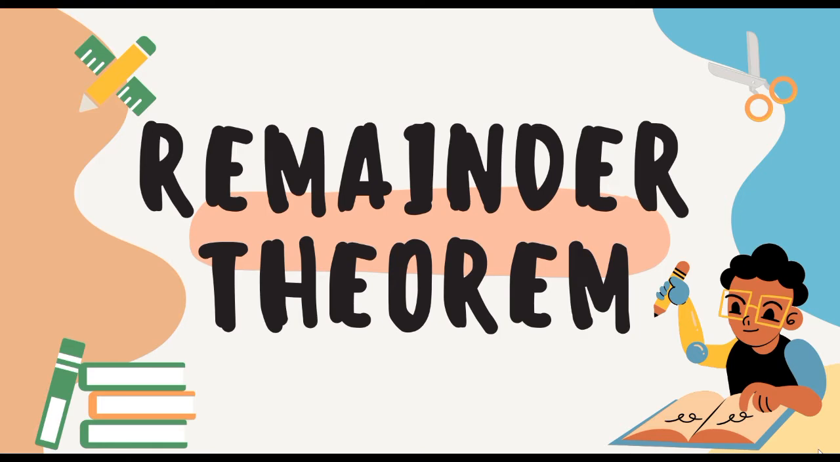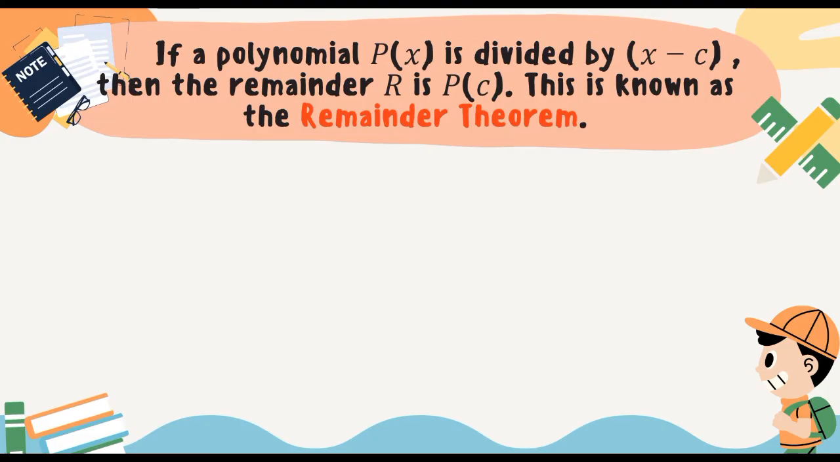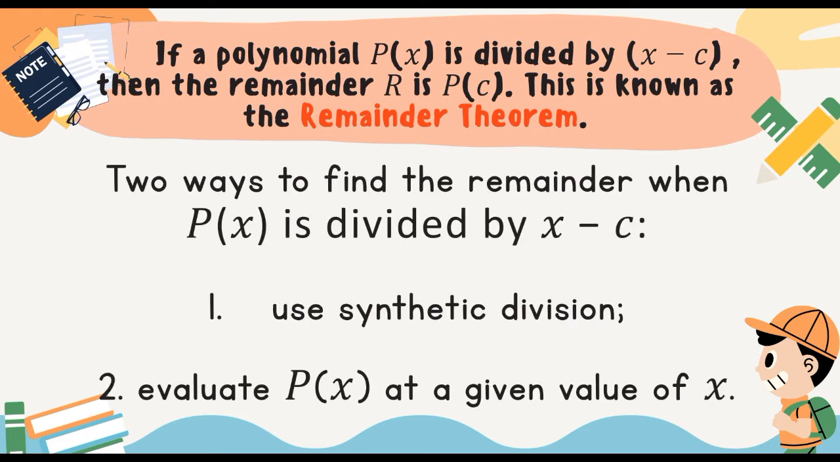Ngayon, ang pag-uusapan po natin ay remainder theorem. If a polynomial p of x is divided by x minus c, then the remainder r is p of c. This is known as the remainder theorem. So there are two ways to find the remainder when p of x is divided by x minus c: using synthetic division, and we can also evaluate p of x at a given value of x.